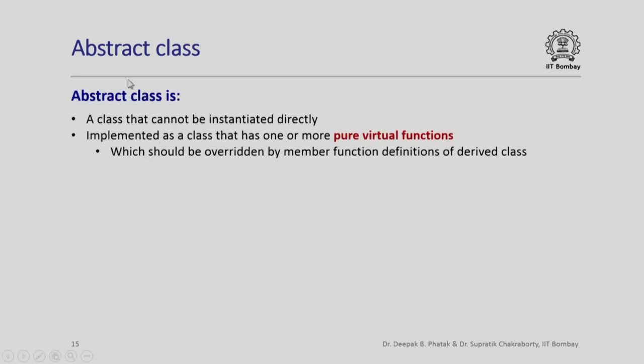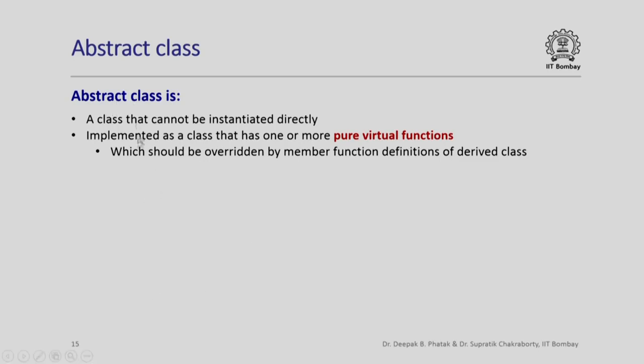Now there is one more important concept that we are going to study in the context of polymorphism and virtual functions, and this is what is called an abstract class. At a very high level, an abstract class is something which cannot be instantiated directly, and we can only instantiate objects of classes derived from this abstract class. So it is only meant to be used as the base class of some derived classes, and we can instantiate objects of those derived classes.